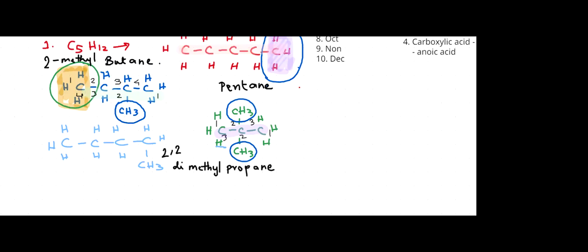What does the name tell me? The name tells me that this has 3 carbon atoms. It is an alkane. It has a methyl side group, but it has 2 methyl side groups. And both of those groups are located on carbon number 2, right?